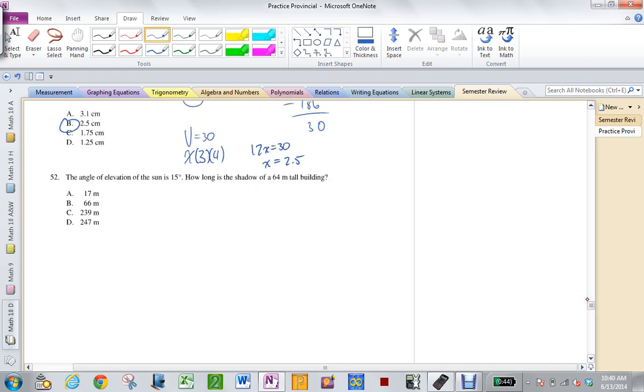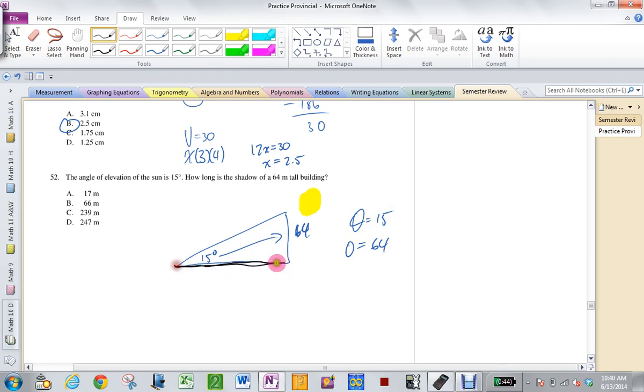Angle of elevation of the sun is 15. There's the sun. Angle of elevation is always from the ground up, so that's 15. How long is the shadow of a 64 meter tall building? Well, there's the 64. So what did I have? I had a theta of 15. I had an opposite of 64, and I needed the shadow, which is, of course, the black part on the ground, so that my adjacent equals my S for shadow.